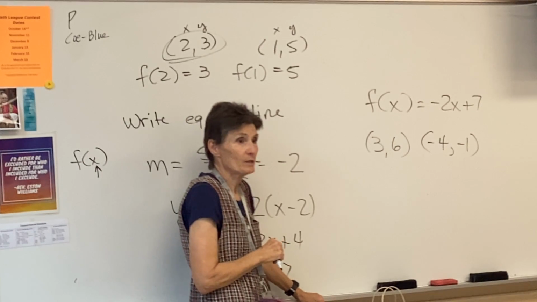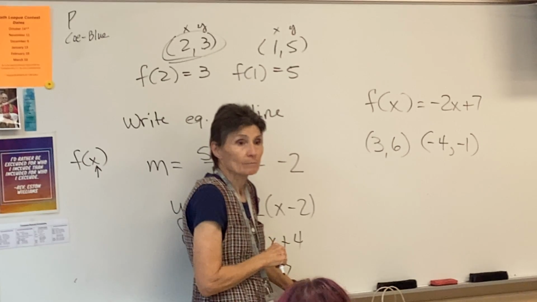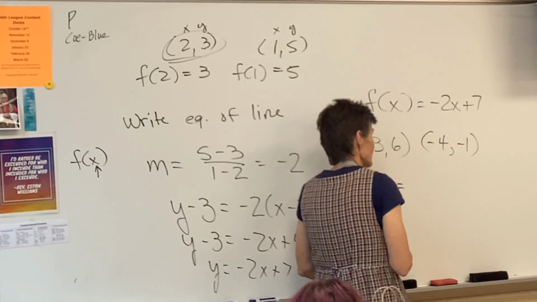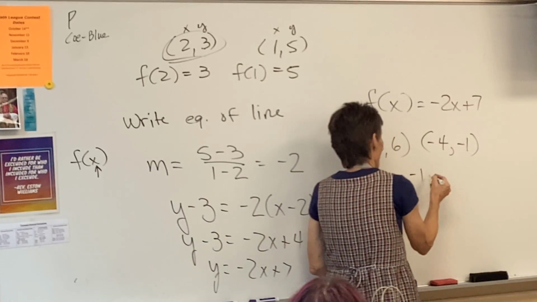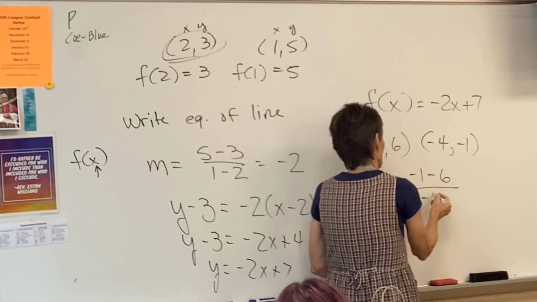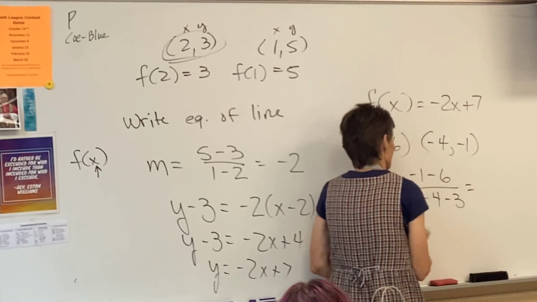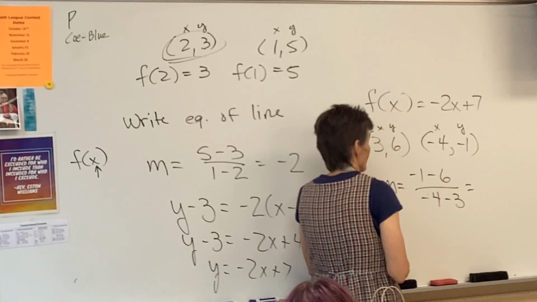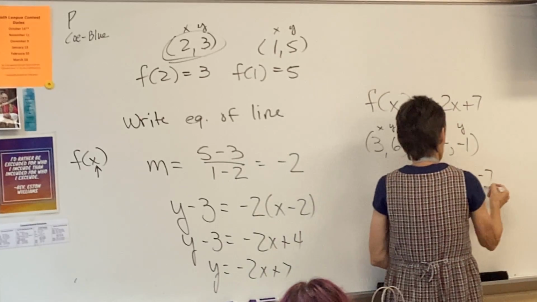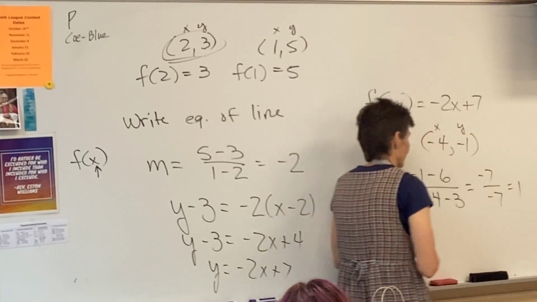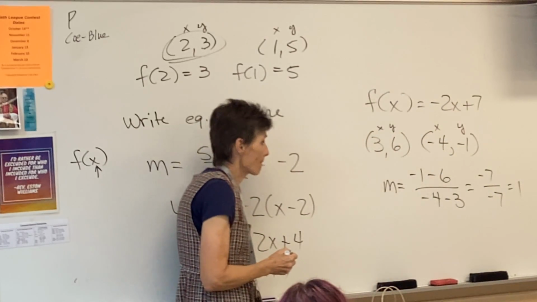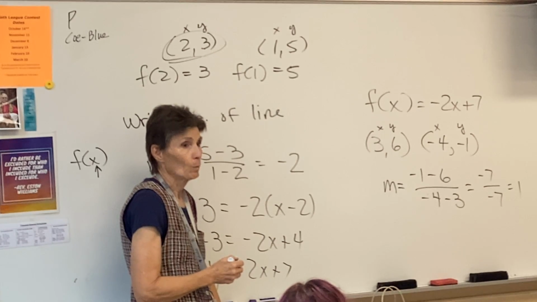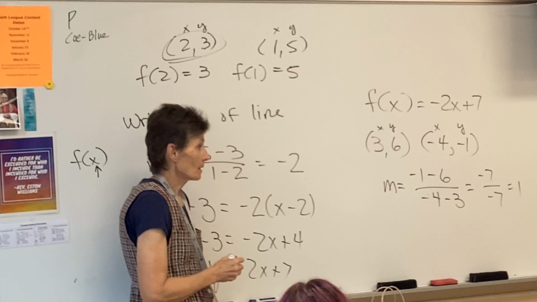Okay, and then what do we do now? Find the slope, which by golly, everybody in this room knows how to do. Y minus y over x minus x. And again, label them if you need to. Did you get 1? Yeah.